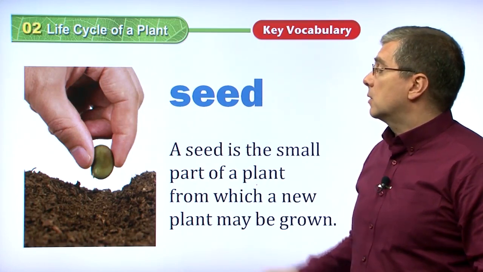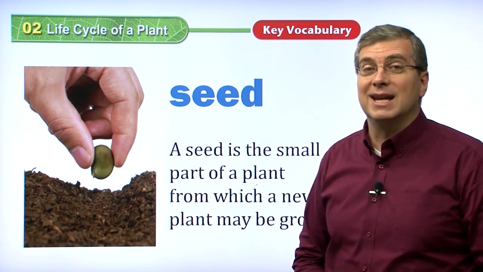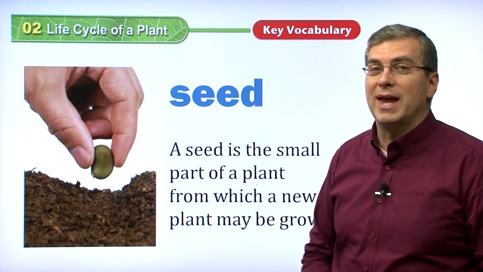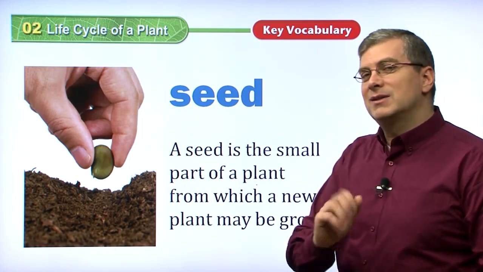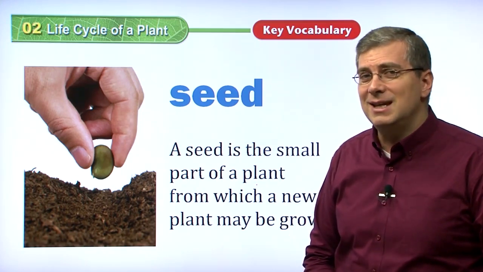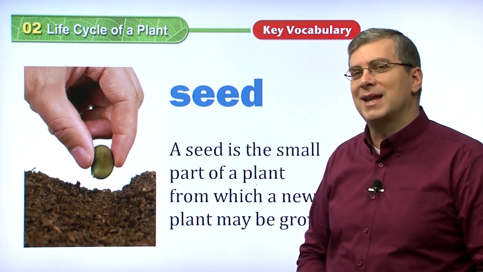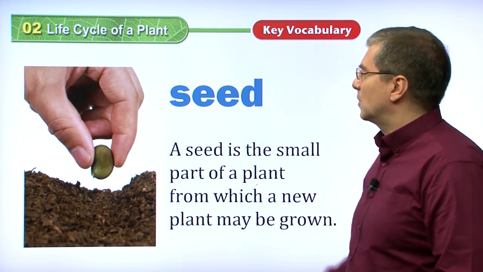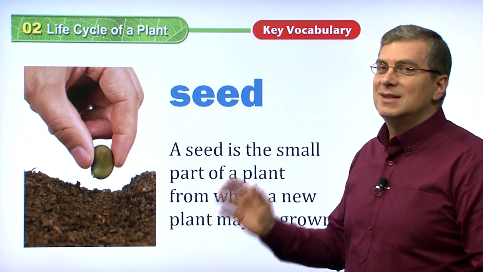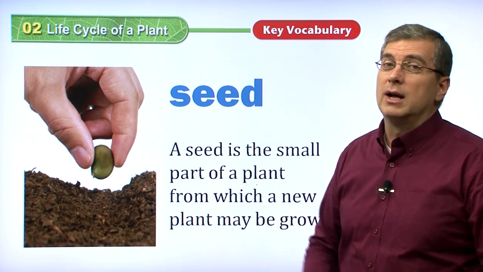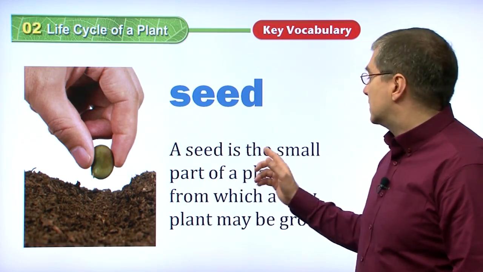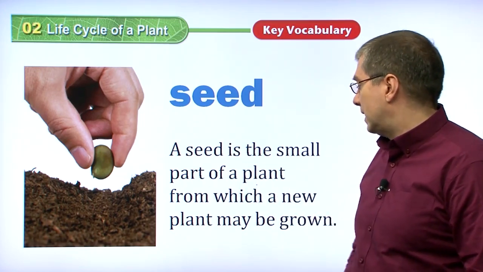Okay, we are also going to start off with the very beginning of the life cycle for a plant. What is that? Remember in lesson one we talked about the seed, and I said we would talk more about that later. It's very important. Well, that's what we're talking about now. The seed is a very important part of the life cycle. The seed is the small part of a plant.